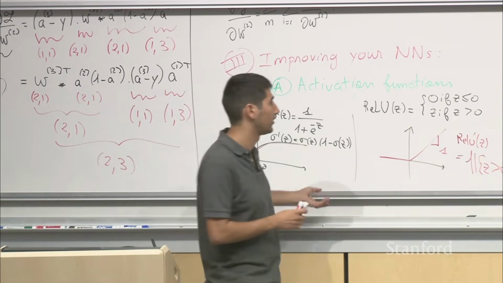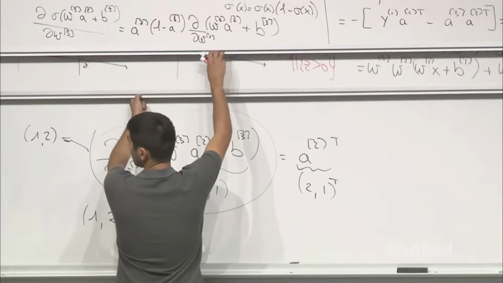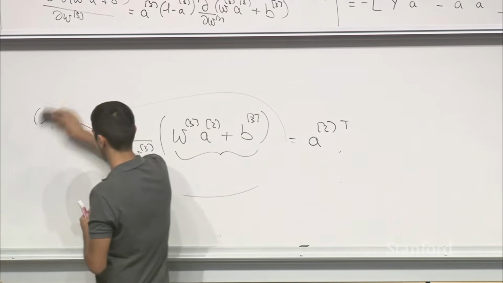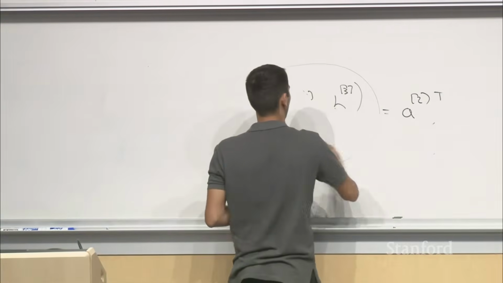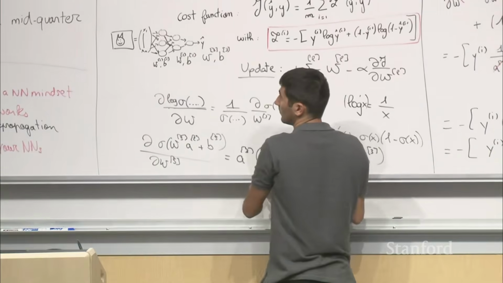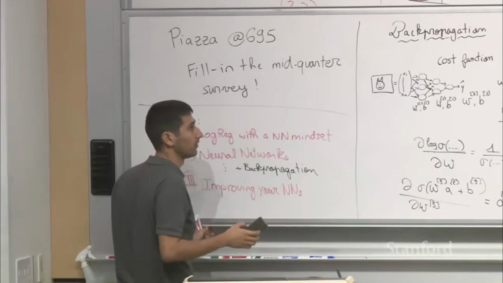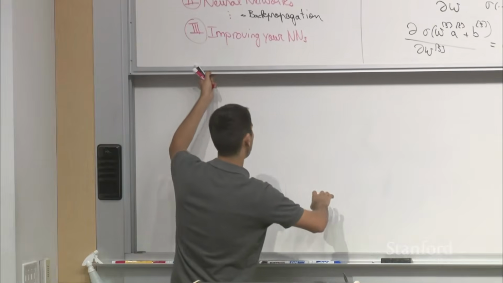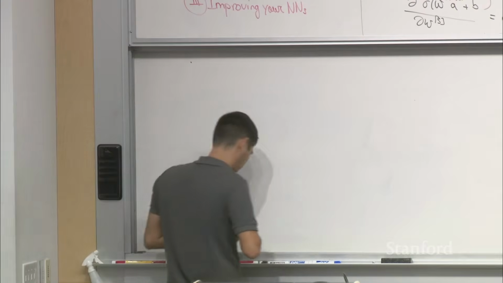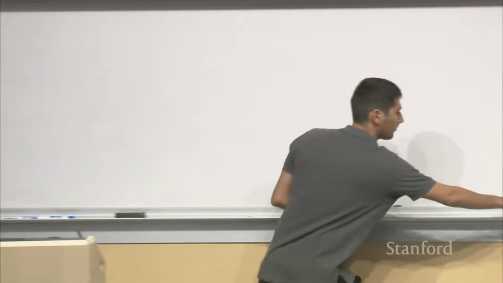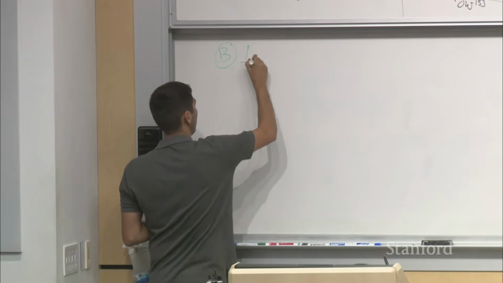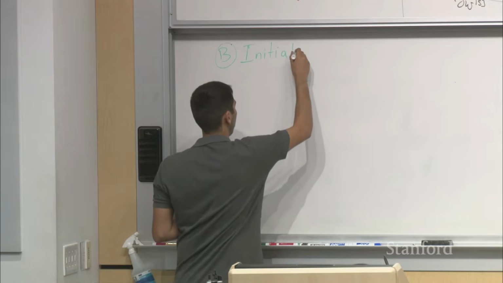Okay, let's go over initialization techniques. Actually, let me use this board. So, another trick that you can use in order to help your network train are initialization methods and normalization methods.